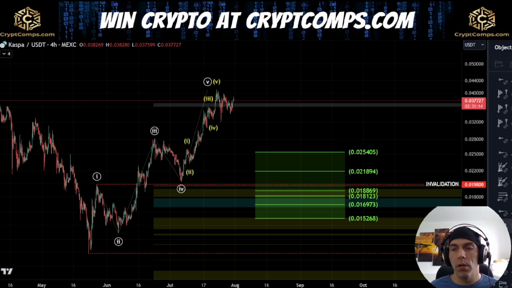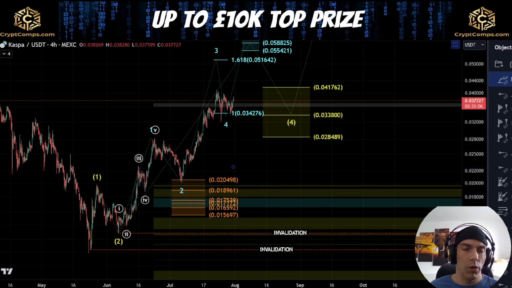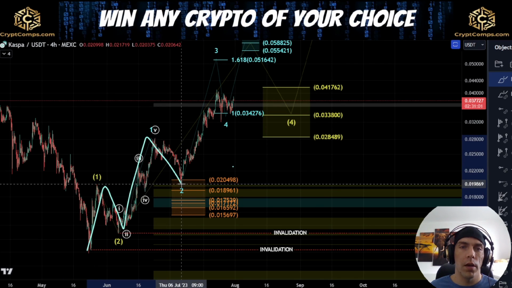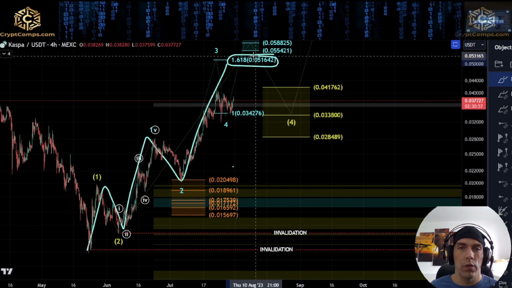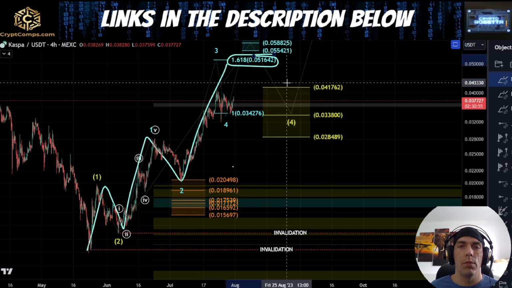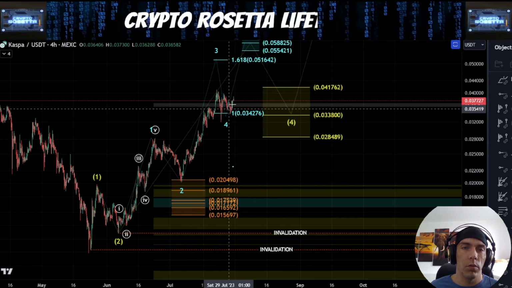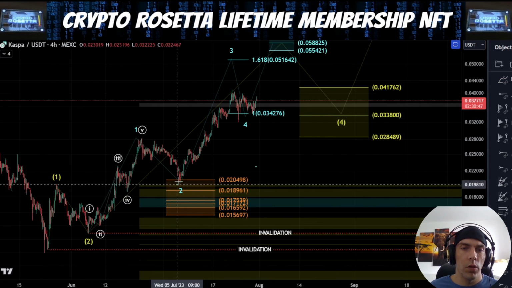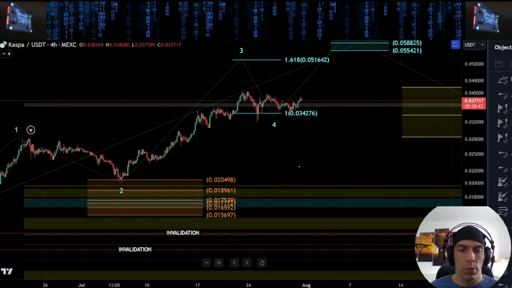If, however, we look at this in a different way, and it's one of the other ways of counting this, what we could argue is that within this count, this is 1, 2 here. And effectively, we're looking for this 3rd wave. Now, most common target for this 3rd wave would actually be up here at this 51642. And it is possible that we could still be extending out within this wave. But because of the size of this structure here, I wouldn't want to say that this is 1, 2, 3, 4, and 5, though it is technically still possible.